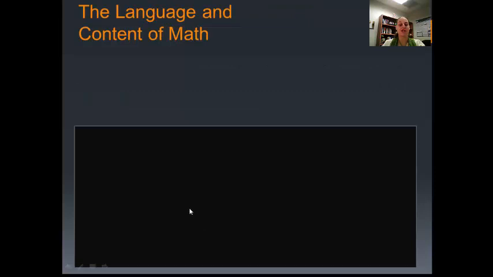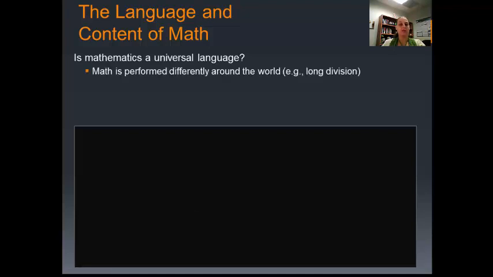So let's get into the language and content of math. And the question is, is math a universal language? So actually, people have this idea and this sort of misunderstanding that math is the same wherever you go, and that's really not the case. While math may be somewhat easier for English language learners because some of it is not reliant on language, it's not necessarily true that math is just a universal language.